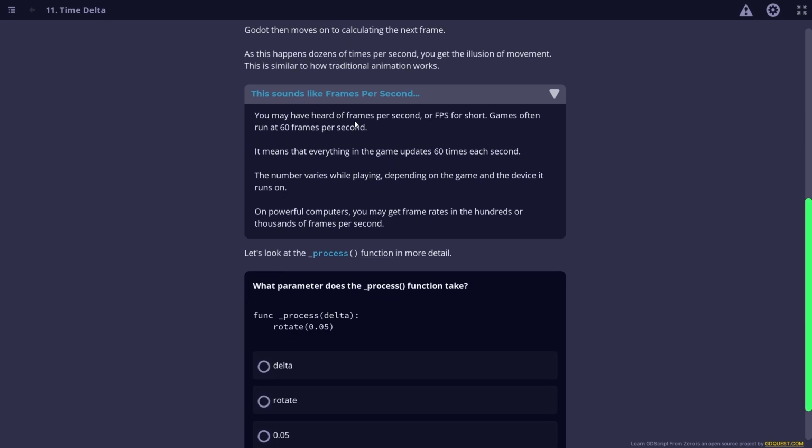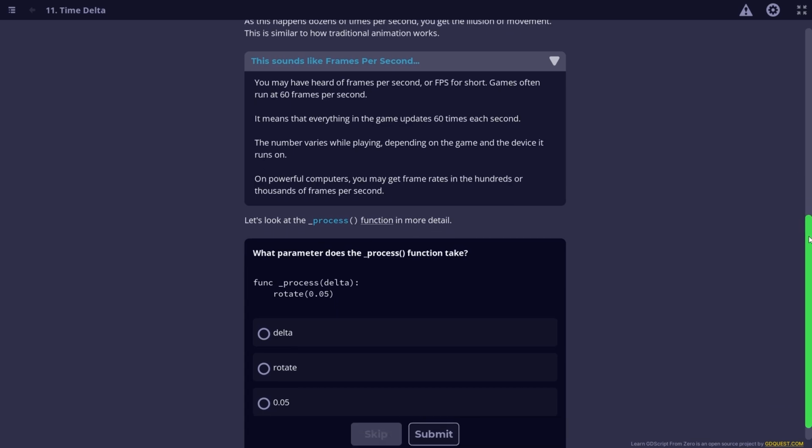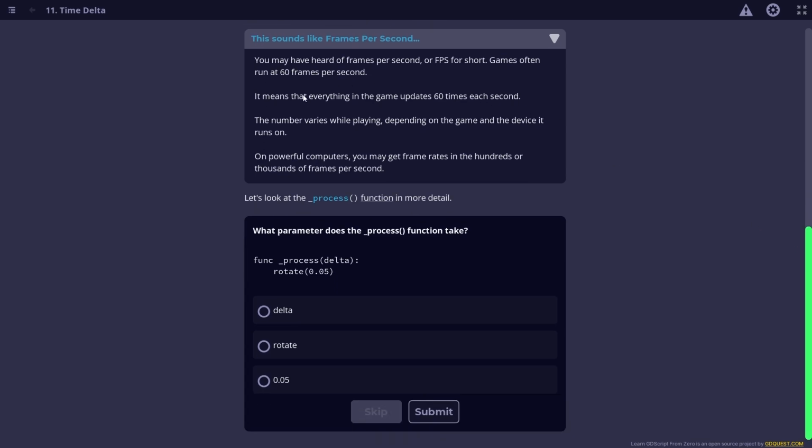We may have heard of frames per second, or FPS for short. Games often run at 60 frames per second. It means that everything in the game updates 60 times each second. The number varies while playing, depending on the game and the device it runs on. On powerful computers, we may get frame rates in the hundreds or thousands of frames per second.